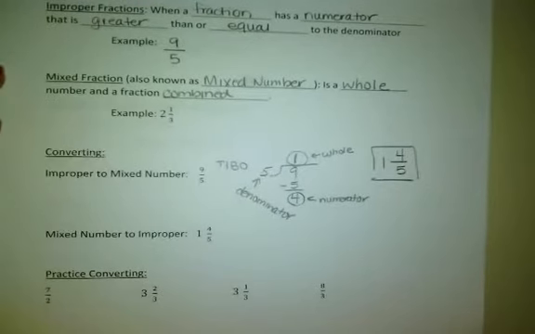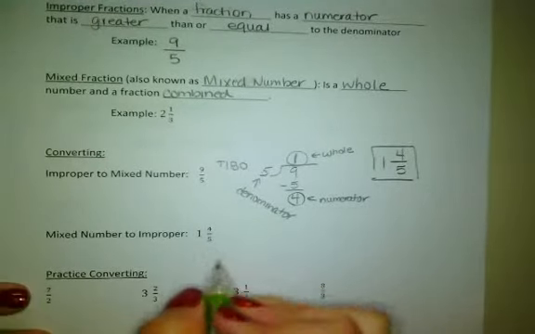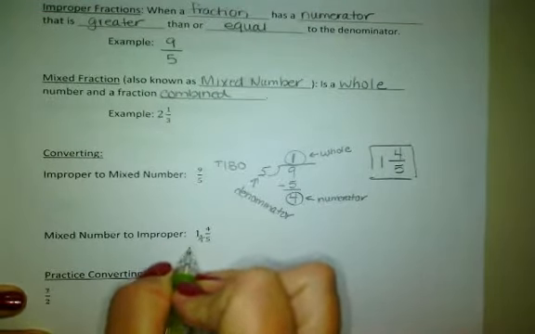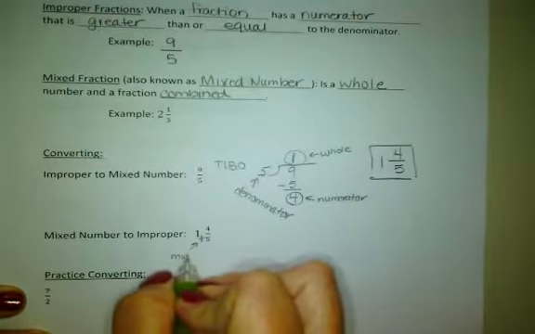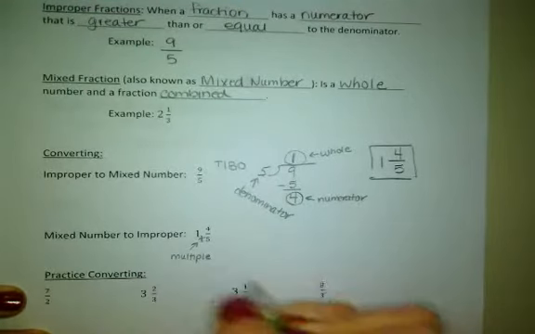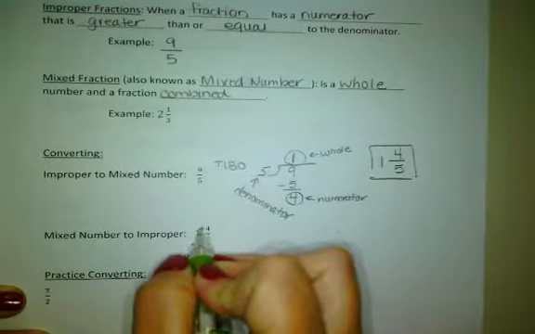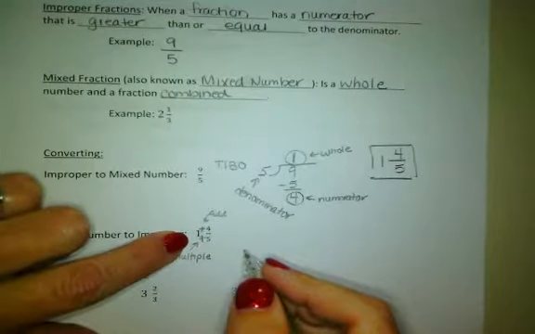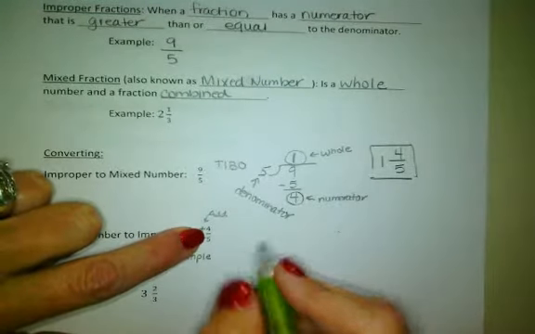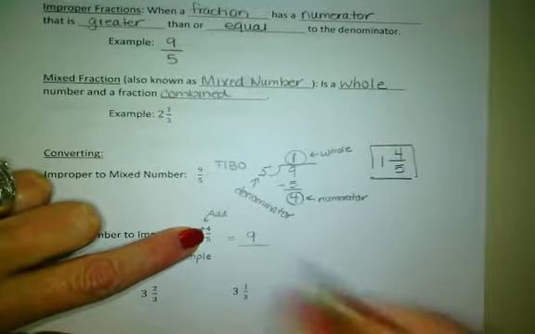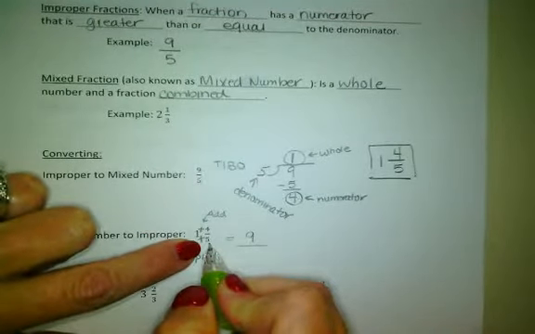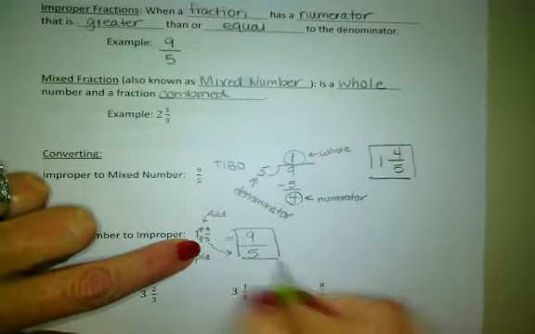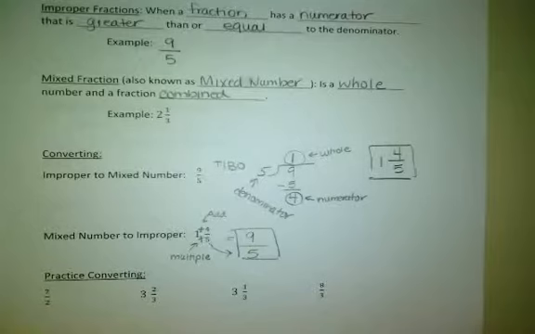Okay, so now let's talk about how we take it the other way. Anytime you're doing a mixed number, you always multiply here. Okay, so we're going to multiply. Okay, and then add here. Okay, so 5 times 1 is 5, plus 4 is 9. And then the denominator always stays the same. So the denominator goes there. There you go. It's pretty simple.